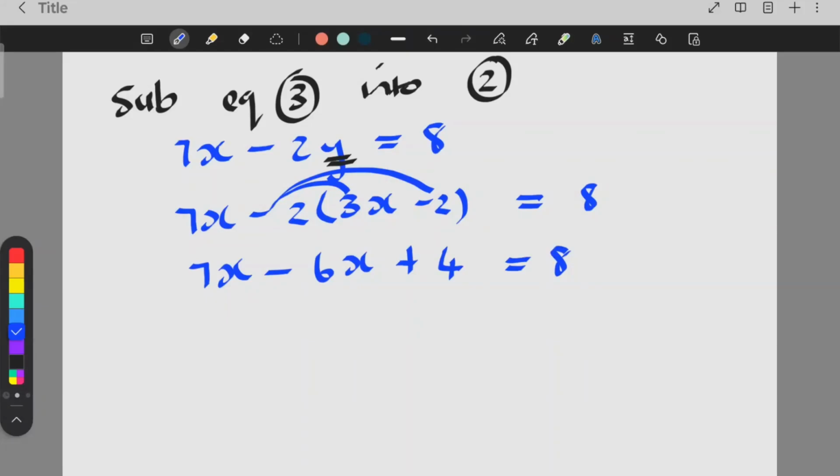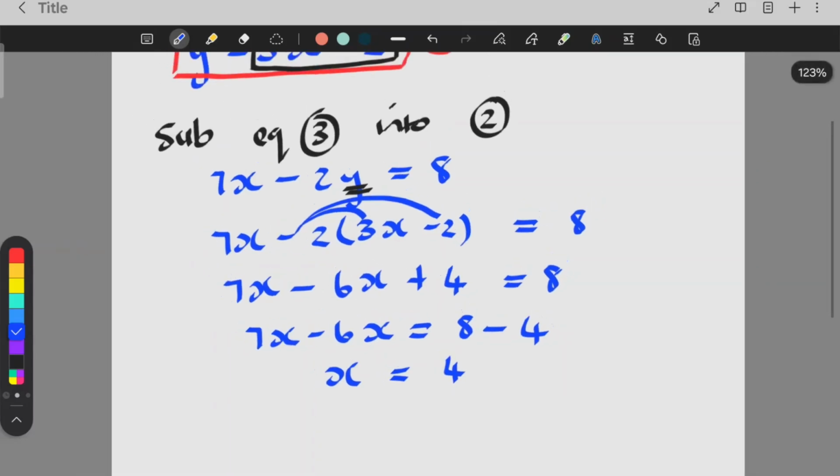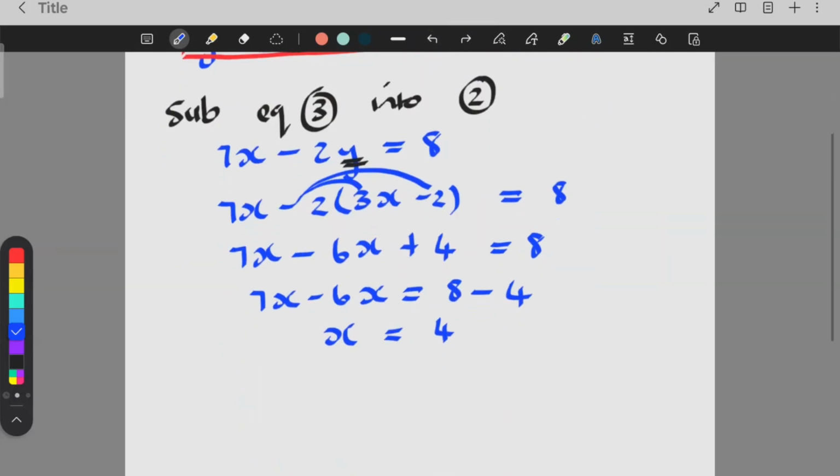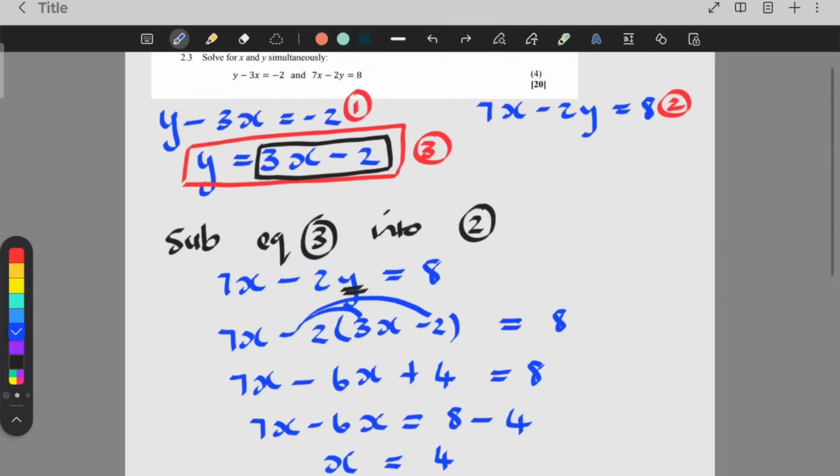And then 7x minus 6x can stay on this side. 8, the 4 goes over, minus 4. This is 1x, and this is a positive 4. So there you solve for x. But remember with this question, you have to solve for x and you have to solve for y. So now that you have x, you can use any of the 3 equations. So I'm going to use equation number 1.